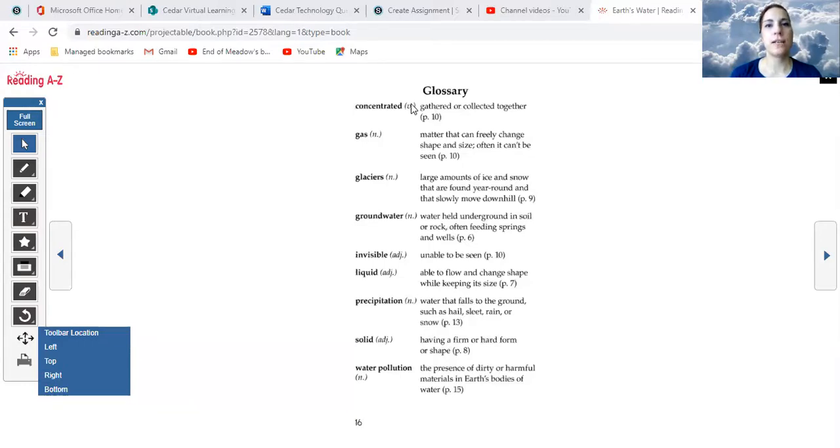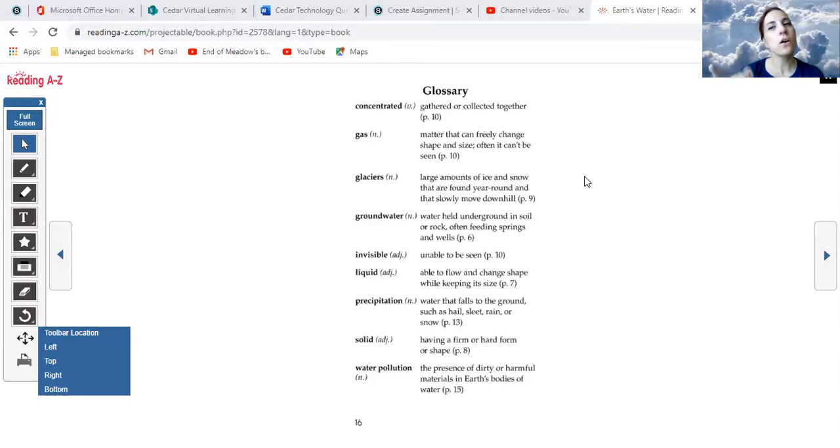So concentrated. Concentrated is gathered or collected together. I like to think of juice from concentrate. If you've ever purchased, or your parents have purchased, the frozen juice in a can, that's juice concentrate, and you have to add water to it to make it drinkable, because if you just ate that frozen juice, that'd be kind of nasty.